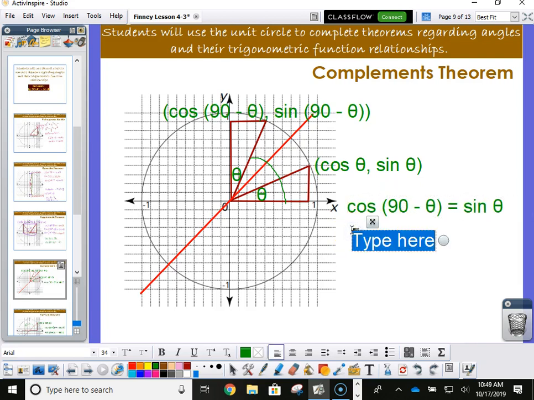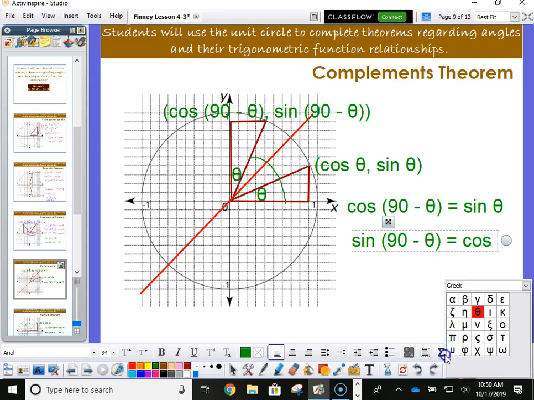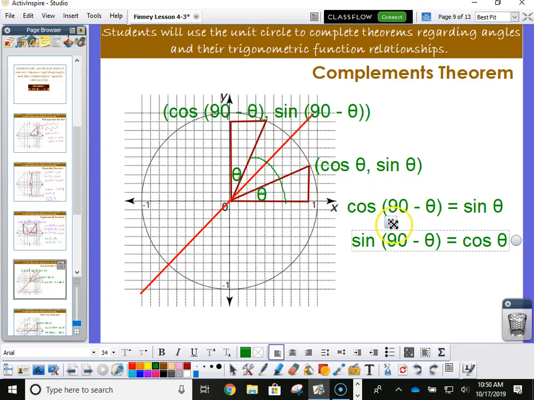Likewise, when we do the sine of the complement, we're going to have the cosine of theta. And we're not going to talk about what the tangent is because we haven't defined that yet. So the complements are when the sine and the cosine switch. Now, think about that, folks.